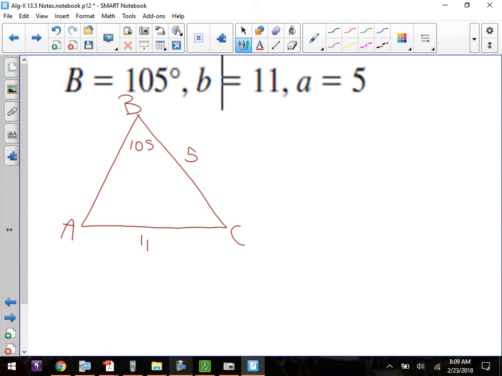Not trying to scale. Remember, I'm just doing a quick visual. All I'm doing is drawing a triangle. It does not have to look right.